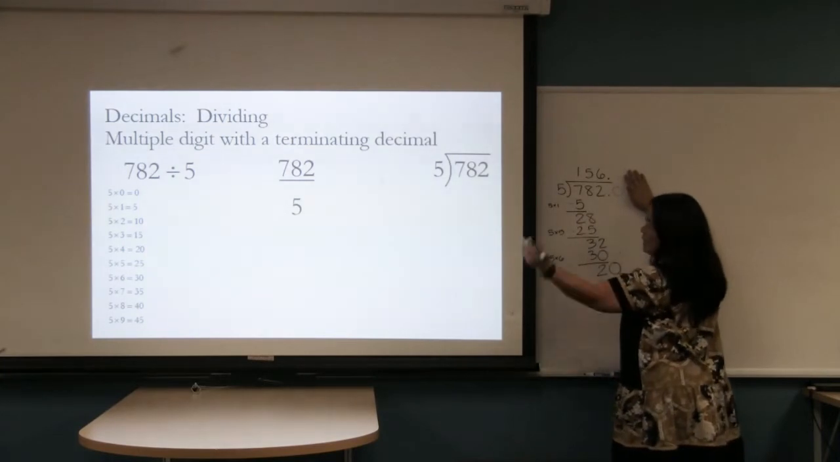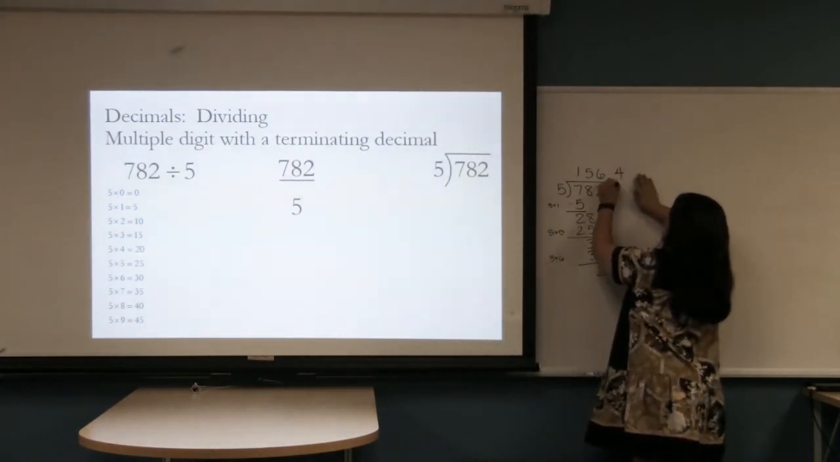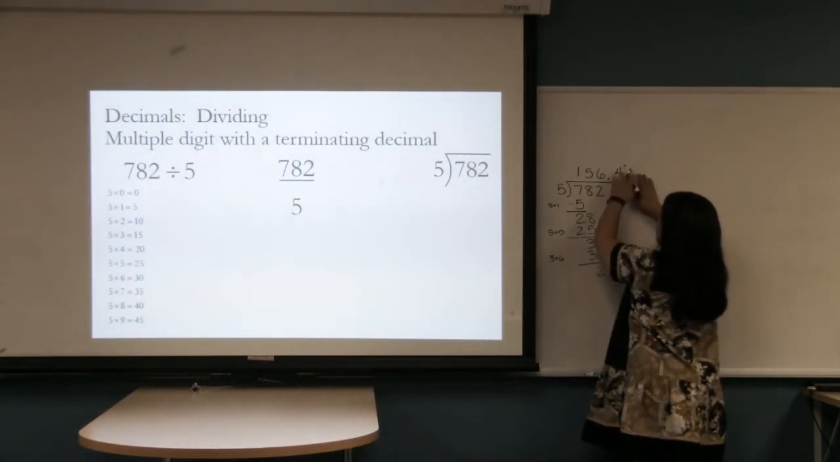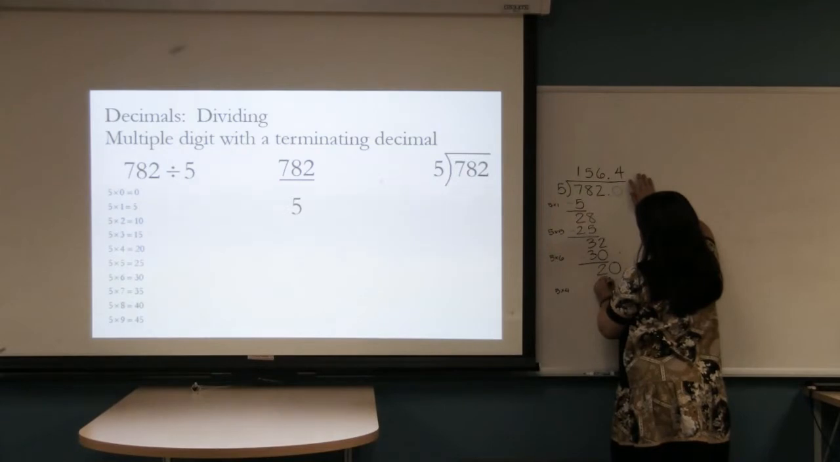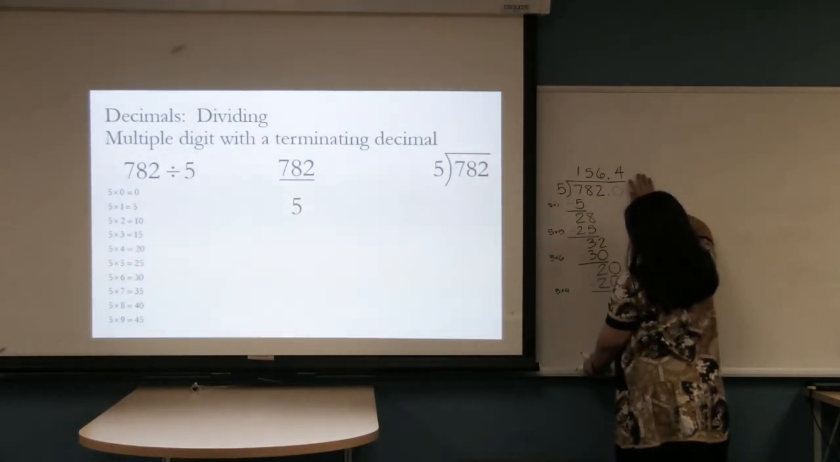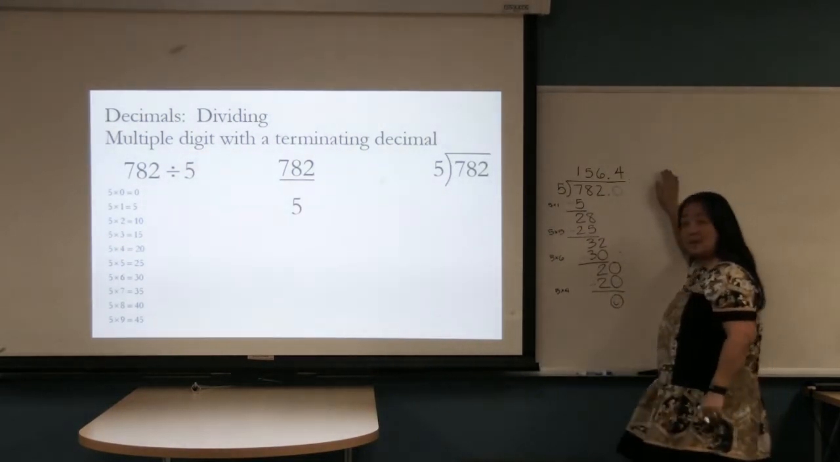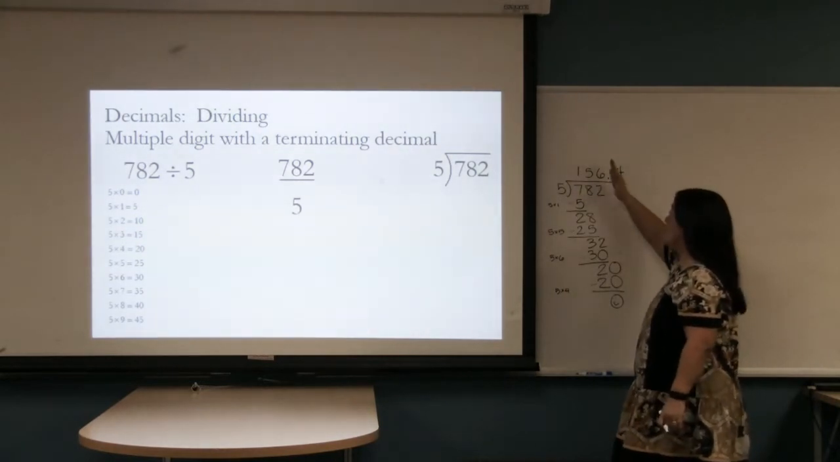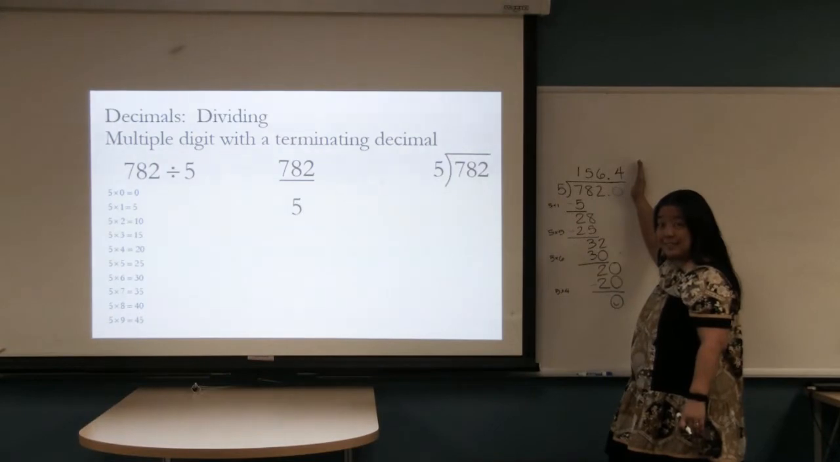5 into 20, close as you can without going over, is 4. I'm going to extend this vinculum here, which is this bar. And 5 times 4 is 20, and we subtract. And you keep going until you get a remainder of 0. This is called a terminating decimal, meaning that you can divide and divide until it actually stops at the end.